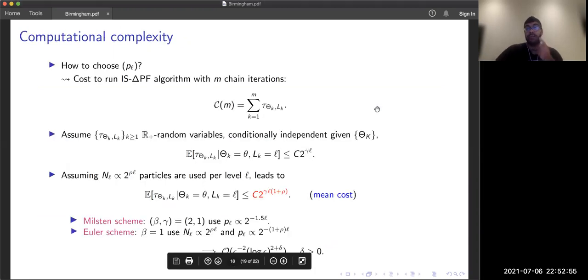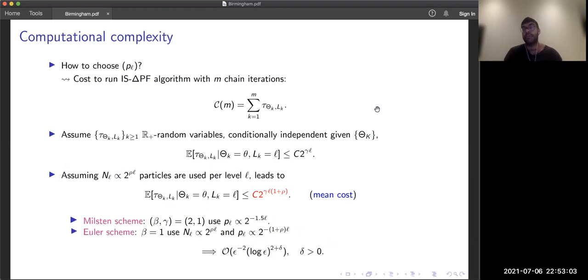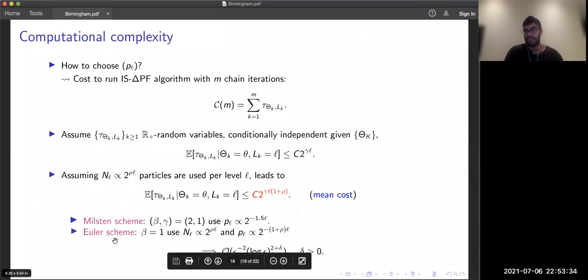And I've just given one slide before I show you the numerics, which is really to indicate how one can choose P_l and N_l in terms of optimizing the computational complexity and cost. The cost for these multi-level Monte Carlo schemes is usually given in this summation right here. And the idea behind showing you this slide is that one aims to balance the cost of multi-level Monte Carlo through computing both P_l and also N_l right here. The mean cost associated with these schemes is given through this upper bound right here, and it differs depending on which scheme we use.